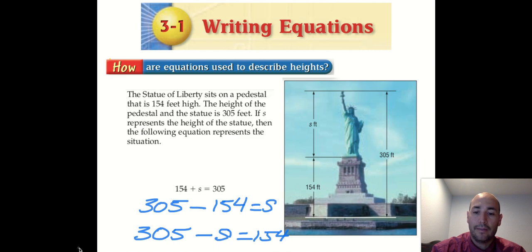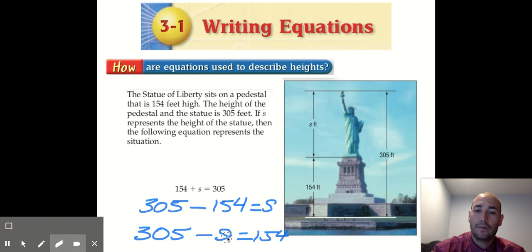So I don't really like that S there. I'm going to change that real quick. Let's go ahead and do the S one more time. That was just bugging me. Okay, so 305 minus S equals 154.